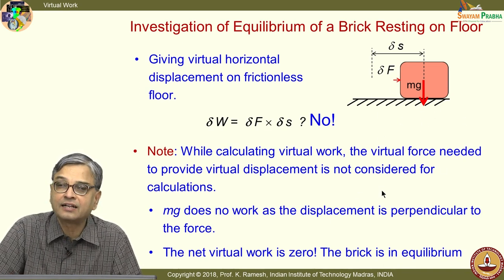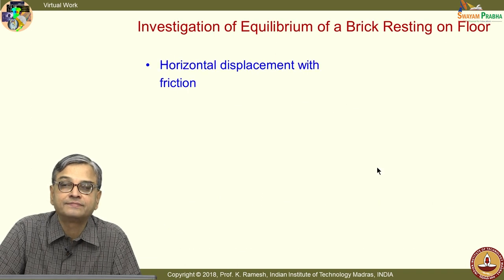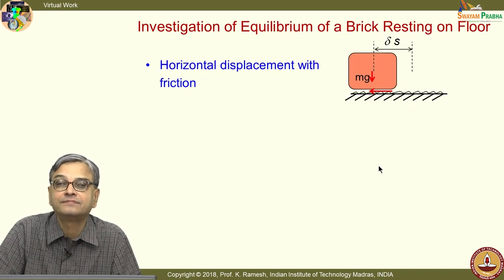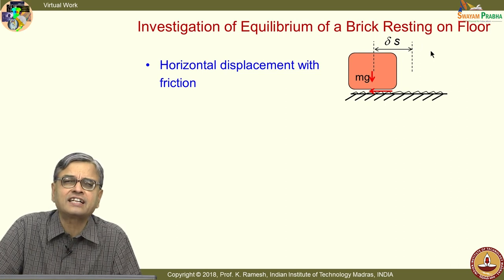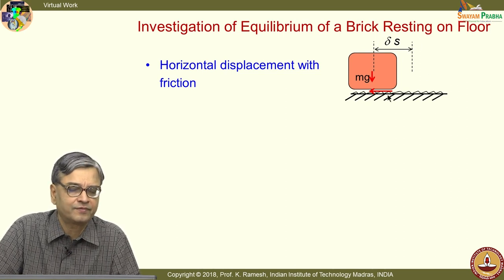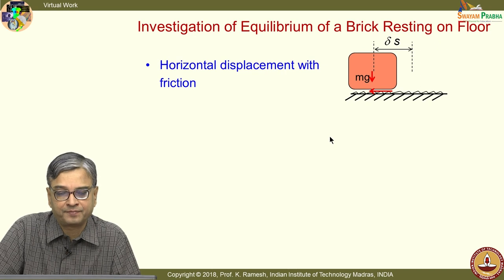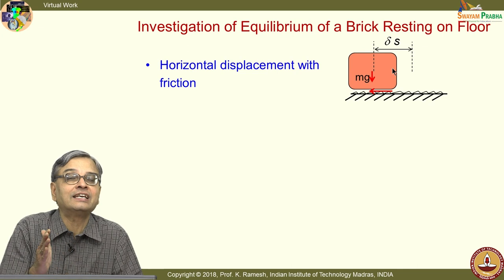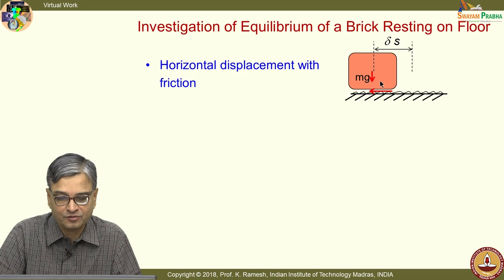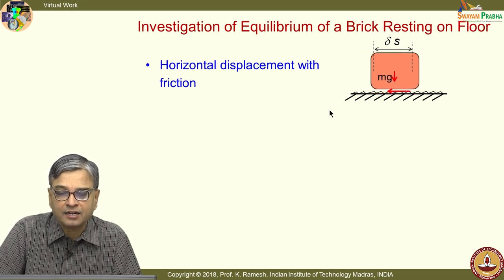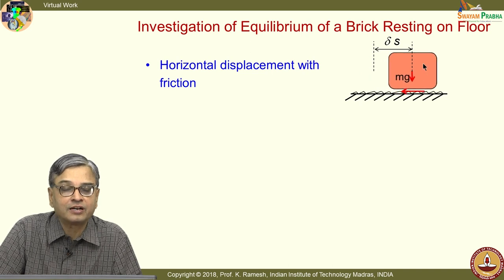Suppose I consider a rough floor where I have friction. When I apply this virtual displacement, these are all highly exaggerated for clarity. Fine. So, you should keep that in mind. In fact, I have shown these delta S much larger than even ds, which you saw when the particle was moving along a curved path. So, this is just for clarity. So, when I move this, Mg does not do any work.